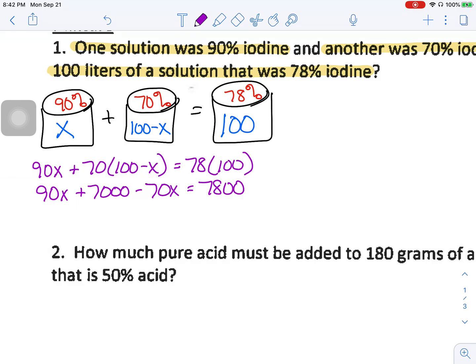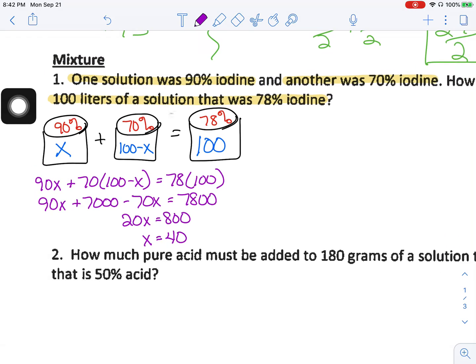So let's see what we've got here. 90 minus 70 is 20x. I'm going to go ahead and subtract 7,000 from the other side, so I'm going to get 800. So x equals, what's 800 divided by 20 here? Let's see, 800 divided by 20 is 40. So x represented the quantity of the 90% iodine solution. So I am going to write this out as 40 liters of 90%.